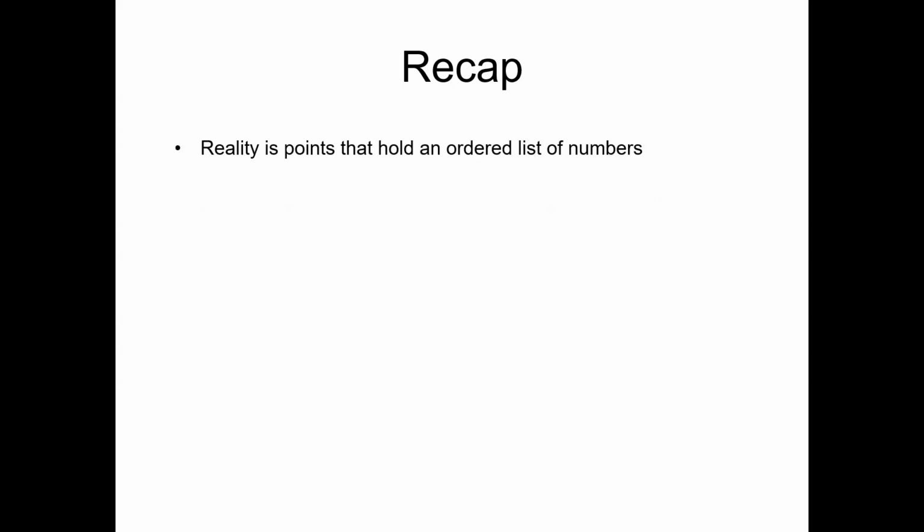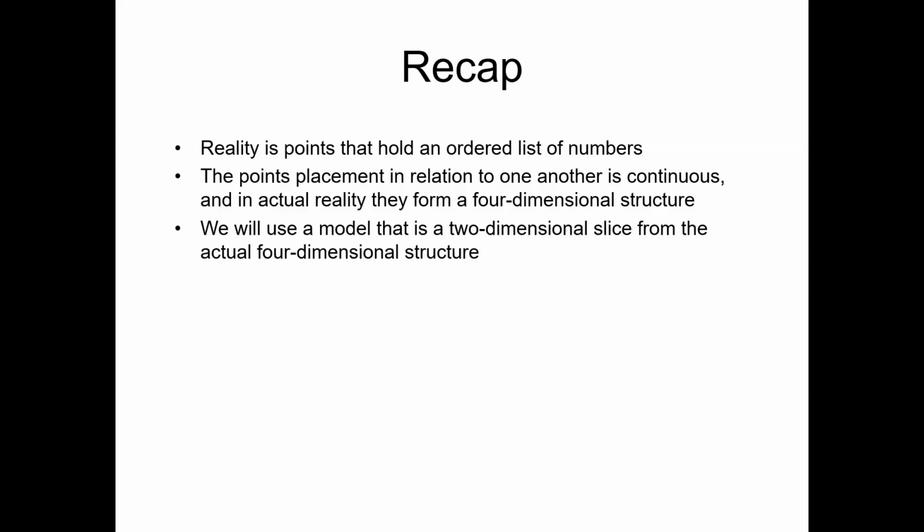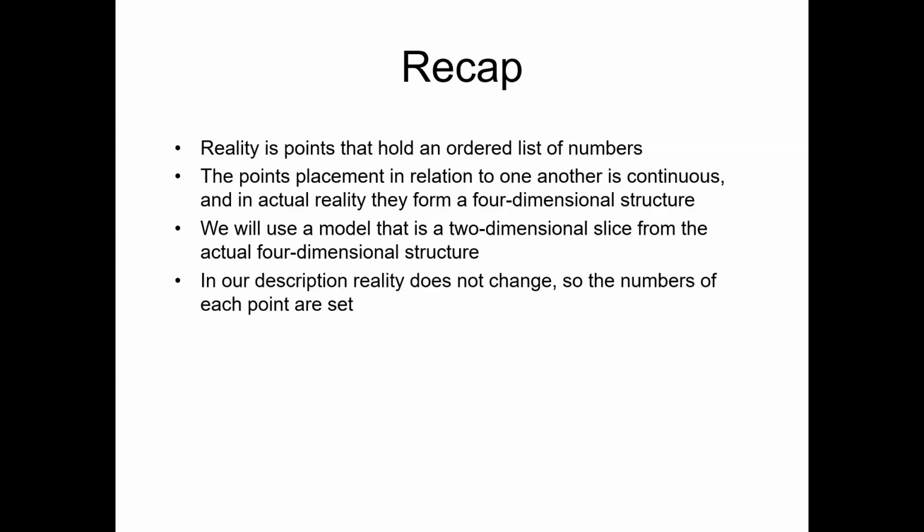We said that reality is points that hold an ordered list of numbers. The points' placement in relation to one another is continuous, and in actual reality they form a four-dimensional structure. We will use a model that is a two-dimensional slice from the actual four-dimensional structure. In our description, reality does not change, so the numbers that each point holds are set.